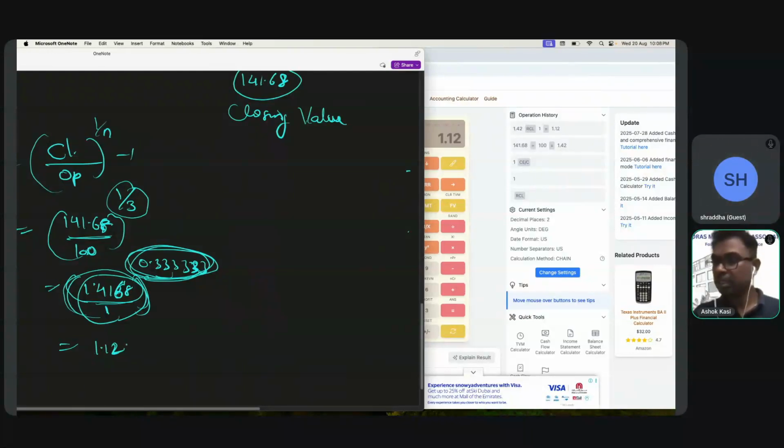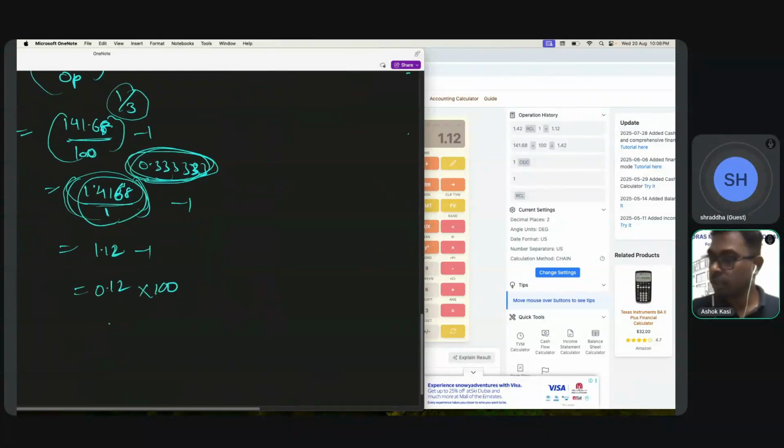But my intention is not to calculate for 1 rupee. My intention is to calculate for 100 rupees. So I will tweak the formula. That is the reason I'm doing minus 1, because I want to remove that 1 and include 100. That's how I will get what? 12 percentage.